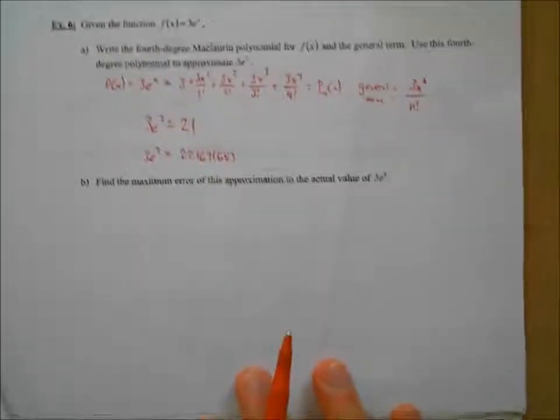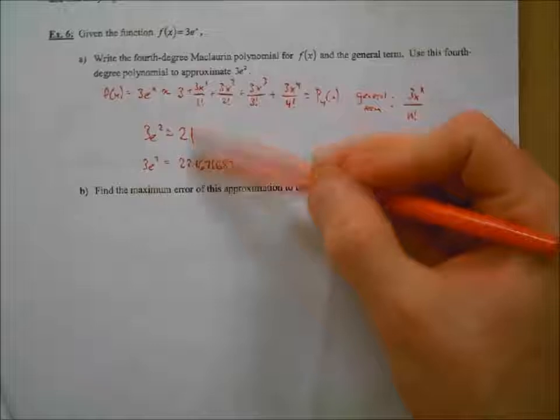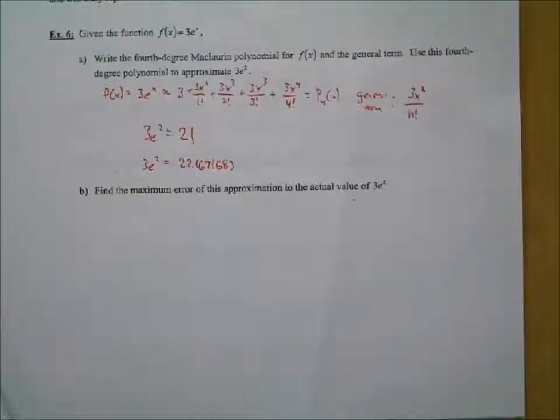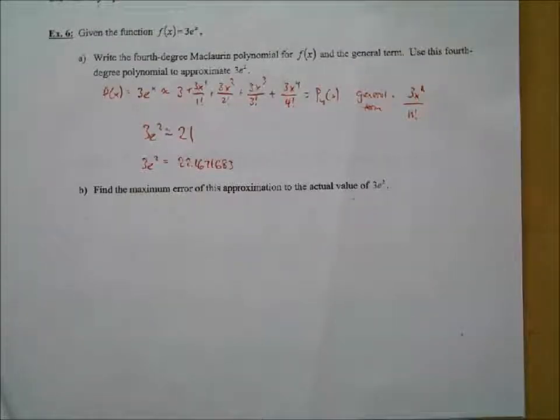But then letter B, here's where the change comes in, the new stuff. Letter B, find the maximum error of this approximation to the actual value of 3e squared. What you cannot do here, of course, is just subtract these two things and say the error is 1.1671683, because we have to come up with the error approximation. You giving the actual error is pointless because then you have the actual value, so what's the point of approximating in the first place? So anyway, find the maximum error.